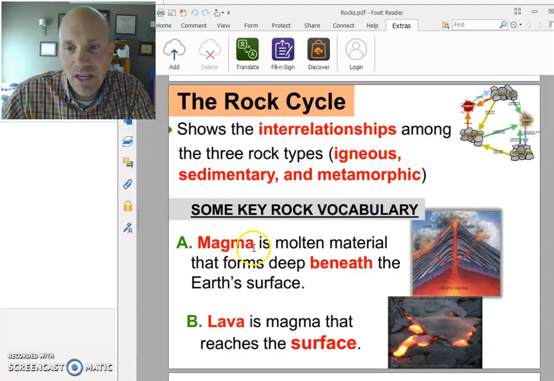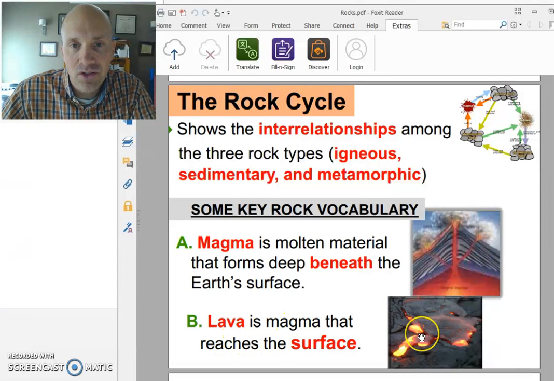Some key vocabulary that we need to know: magma is molten material, and molten means melted, that forms deep beneath the Earth's surface. Magma is essentially the same thing as lava, except lava is what you call it once it reaches the Earth's surface. So if you can see it on the surface of the Earth, it would be lava. It would not be magma.